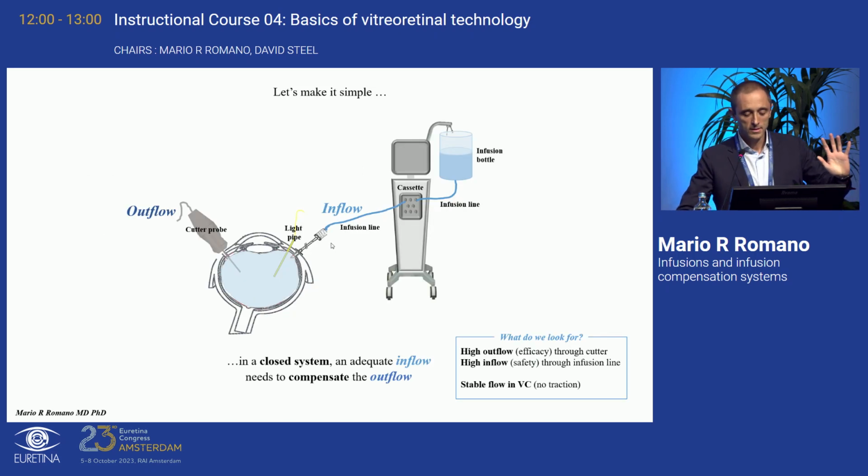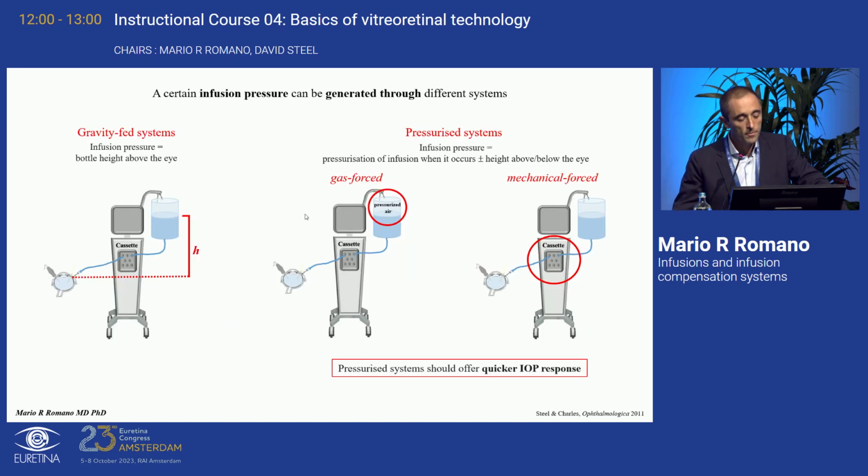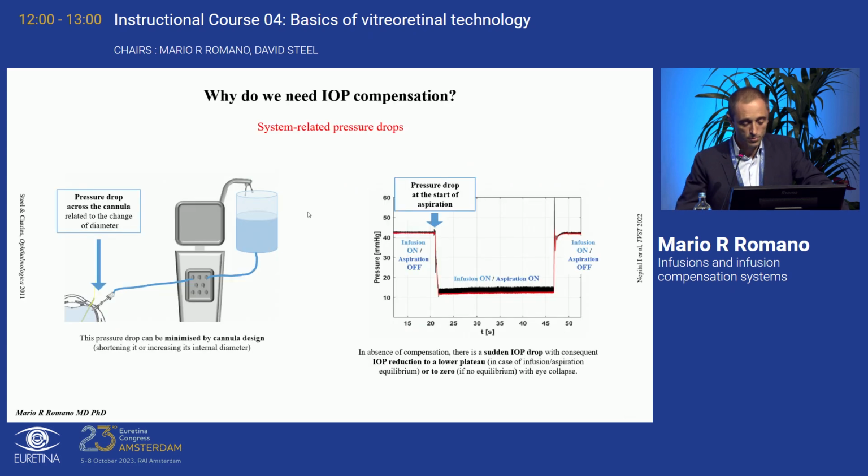So let's make it simple. In a closed system, we need an inflow that needs to be compensated by outflow. What we are looking for is high outflow because it means efficacy, high inflow because it means safety, okay? And a stable flow, meaning no acceleration or traction. The infusion pressure can be generated by a gravity-fed system or a pressurized system that can be gas forced or mechanically forced, but now we are using this one because we have a quicker IOP response.